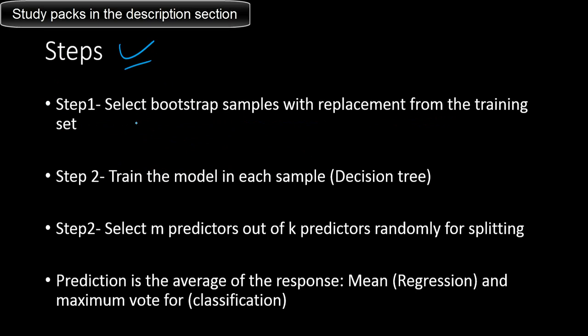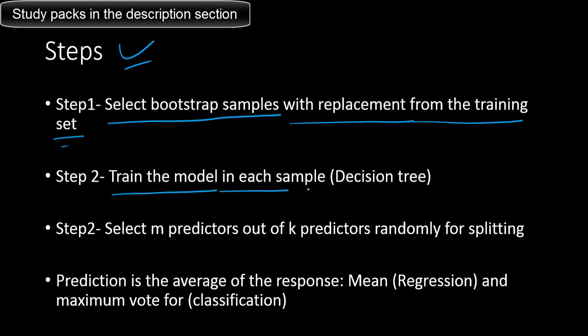The first two steps in random forest are exactly the same as what we have learned in bagging. In step 1, you select bootstrap samples with replacement from the training data. In the second step, you train the model for each of the samples. A decision tree is what is going to be used in this case. So the first two steps are exactly the same as in bagging.